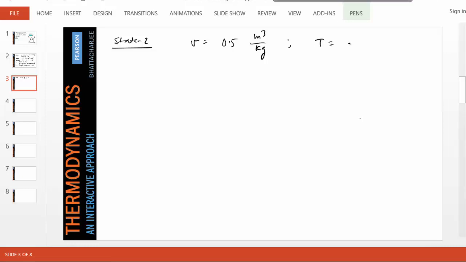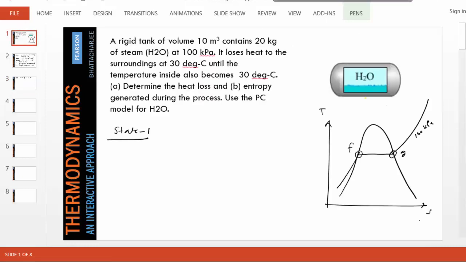We know the temperature, which is the same as the surrounding temperature. The surrounding temperature is given in this problem, 30 degrees Celsius, whereas this thing is cooling down from about 100 degrees Celsius, because at 100 kPa we know the temperature is 100 degrees Celsius, and this is our state. We found state 1 to be here.